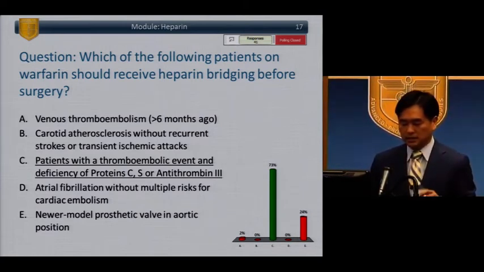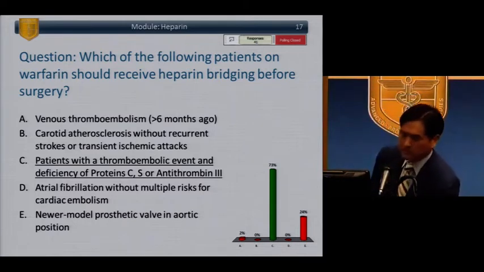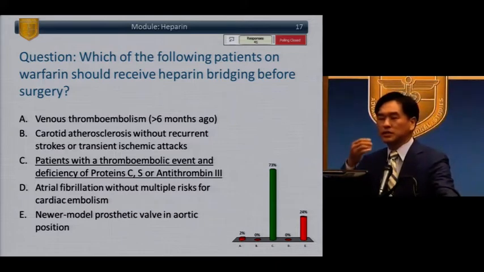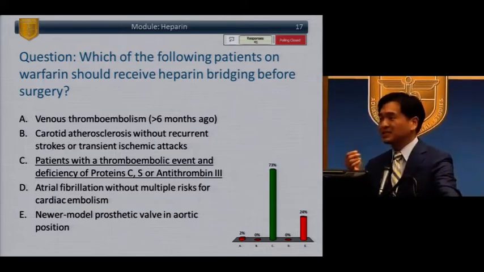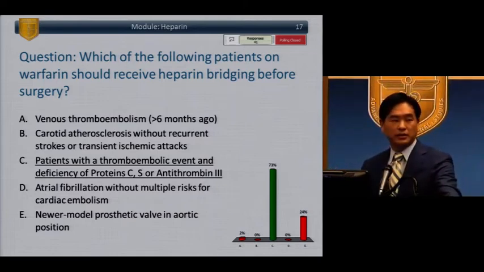This is the newer model prosthetic valve. Excuse me, it is a terminology you'll see on the exams. Essentially, newer model is any model that's not a ball in cage.